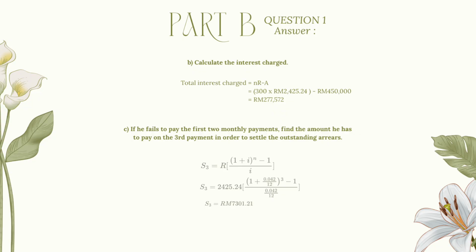C. If he fails to pay the first 2 monthly payments, find the amount he has to pay on the third payment in order to settle the outstanding arrears. S3 equals R multiplied by bracket 1 plus i bracket power of n minus 1, divided by i. 2,425.24 ringgit multiplied by bracket 1 plus 0.042 per 12 bracket power of 3 minus 1, divided by 0.042 per 12. S3 equals 7,301.21 ringgit.